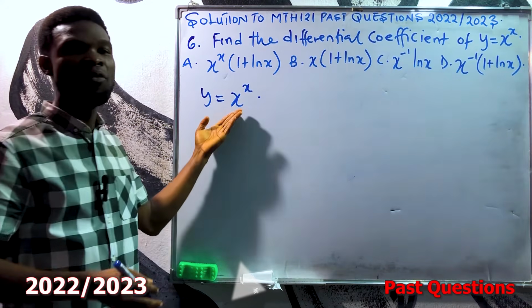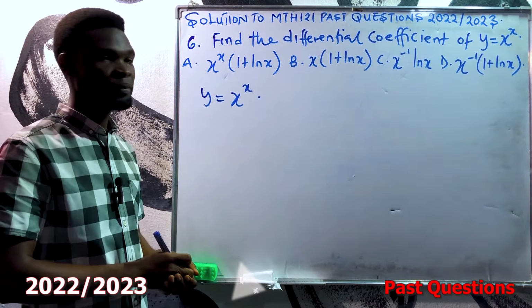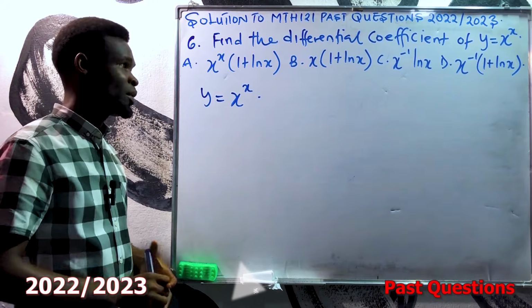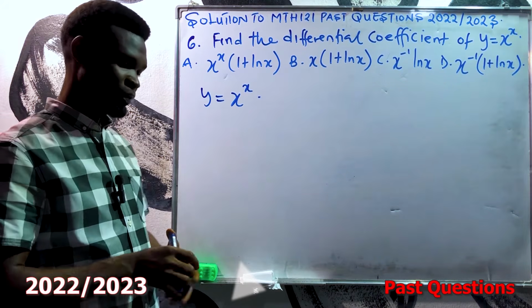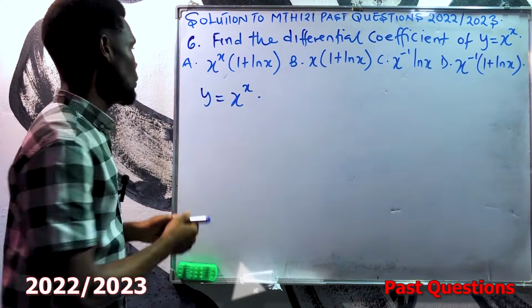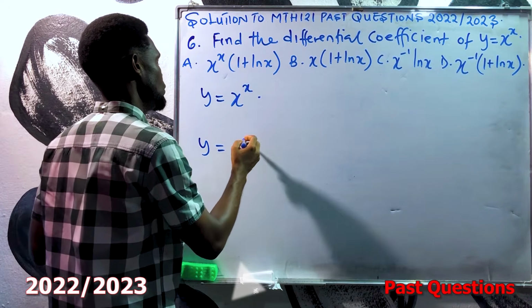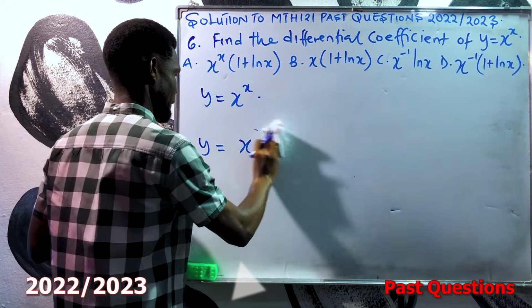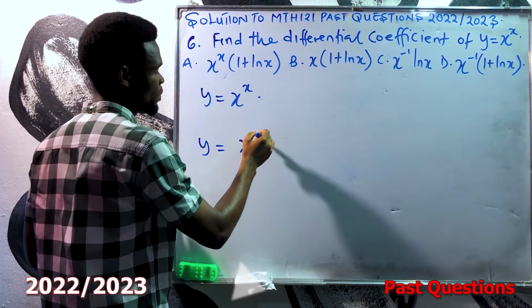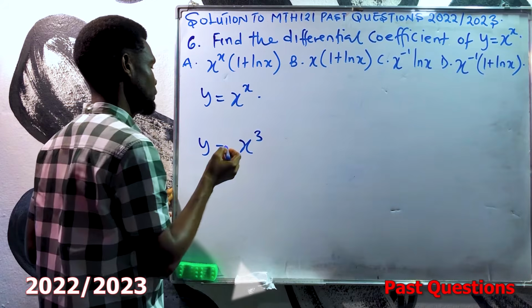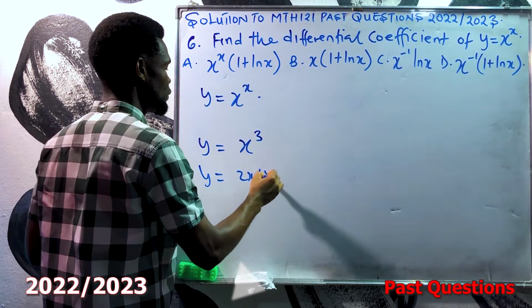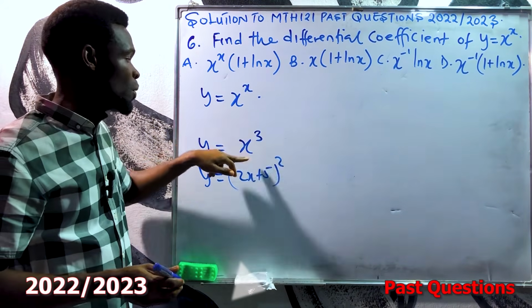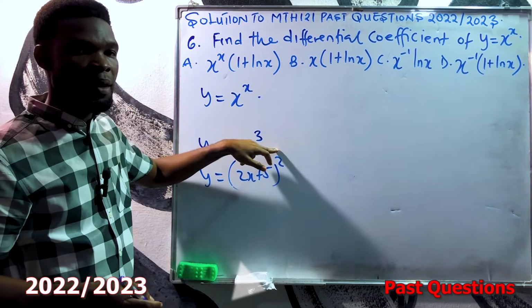Okay, so this is a variable raised to the power of a variable. So how do we differentiate this? There are natural ways to differentiate this. First of all, remember, we have always differentiated functions like y equals x raised to the power of 3, or y equals 2x plus 5 raised to the power of 2. So you see, it is variable over a constant, variable over number.